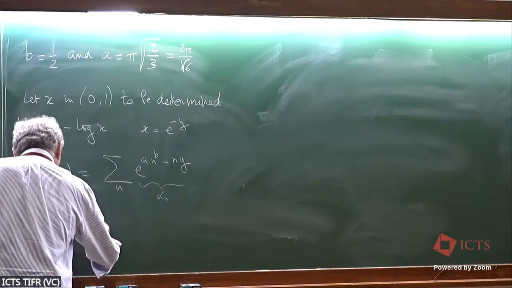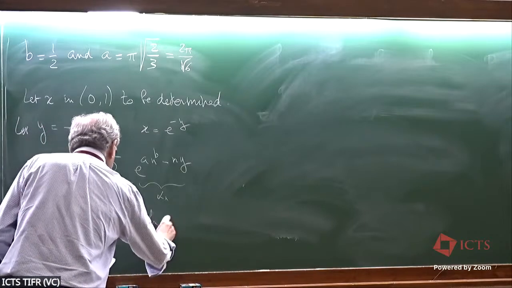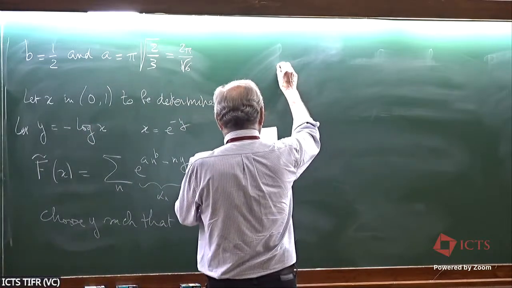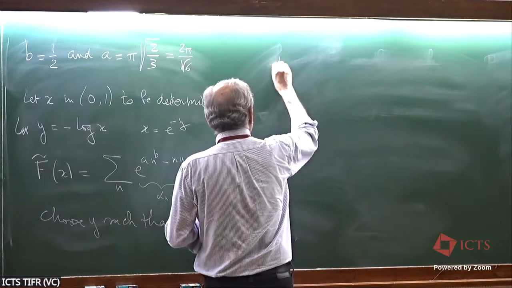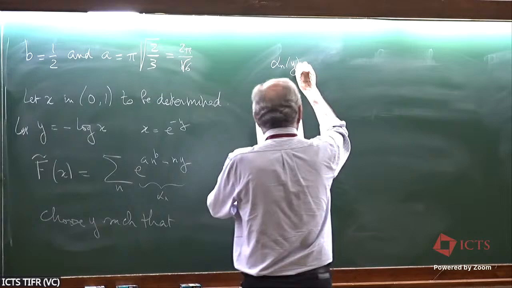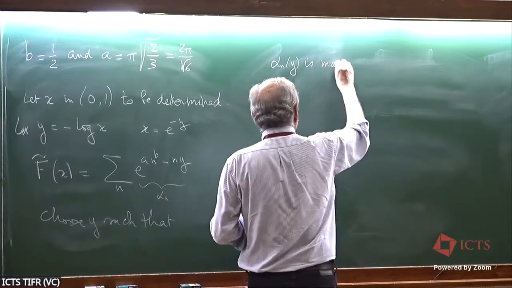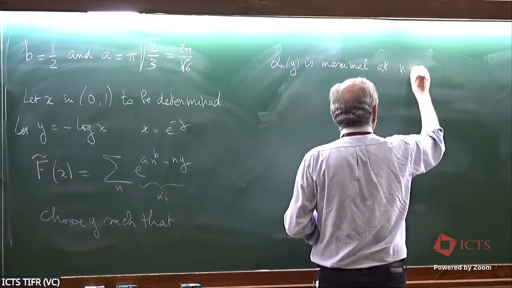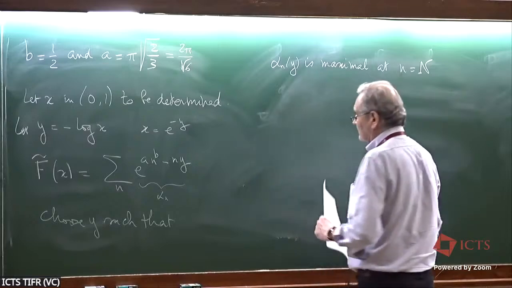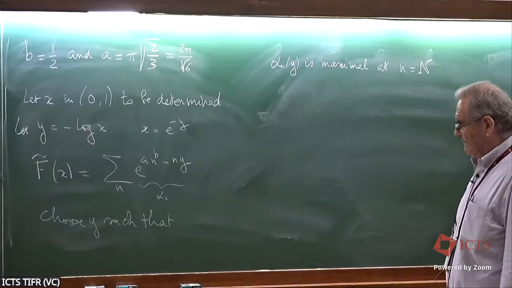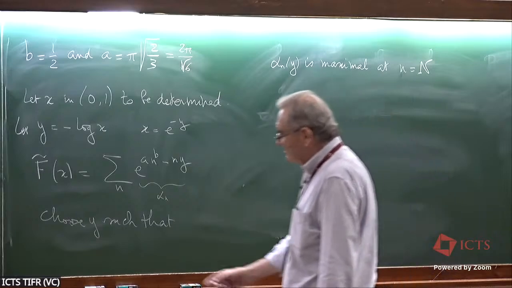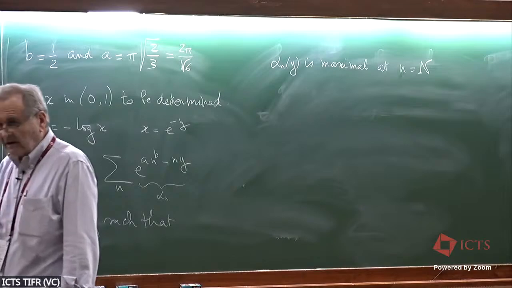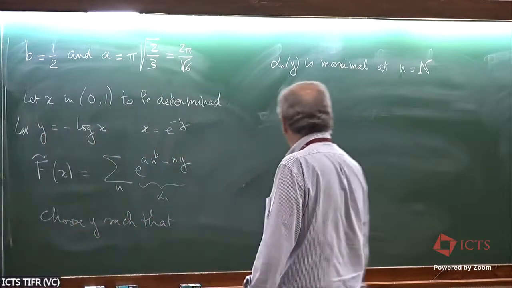So now you choose, you select y such that alpha n of y is maximal at n is equal to capital N. So I will select one value and say that for this value will be already almost everything, is the point.